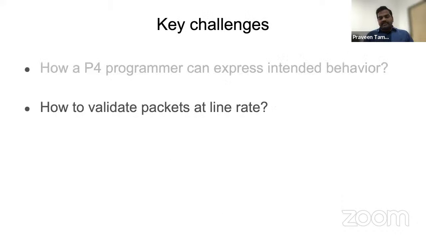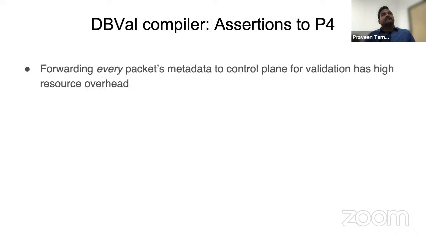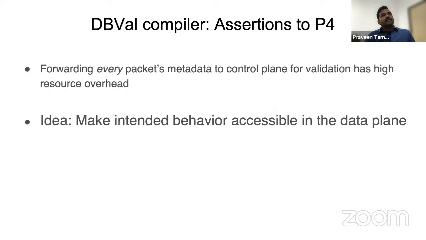And the second challenge is how do we keep track of the actual behavior that is processed by the data plane at line rates, followed by the validation of this actual behavior. For that, one approach is to capture the packet's execution path information in the metadata, and then send it to the control plane, and then validate in the control plane. However, it has a lot of resource overhead because the rate at which we are talking is in the order of terabits per second. You have to allocate a lot of resources.